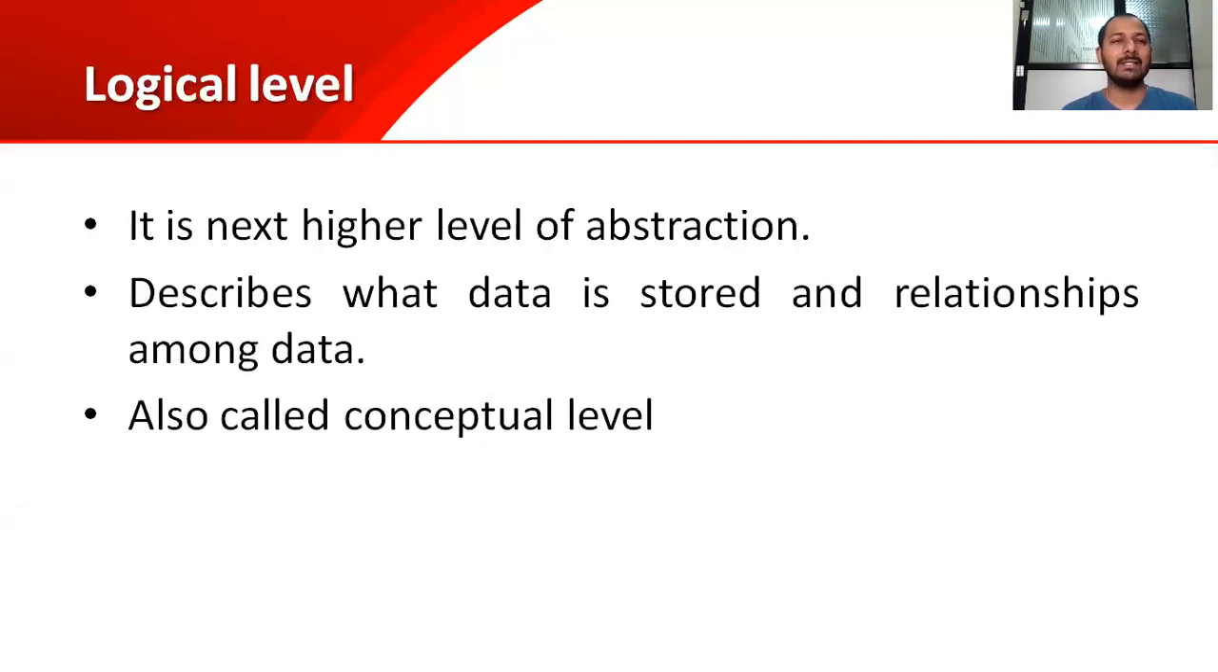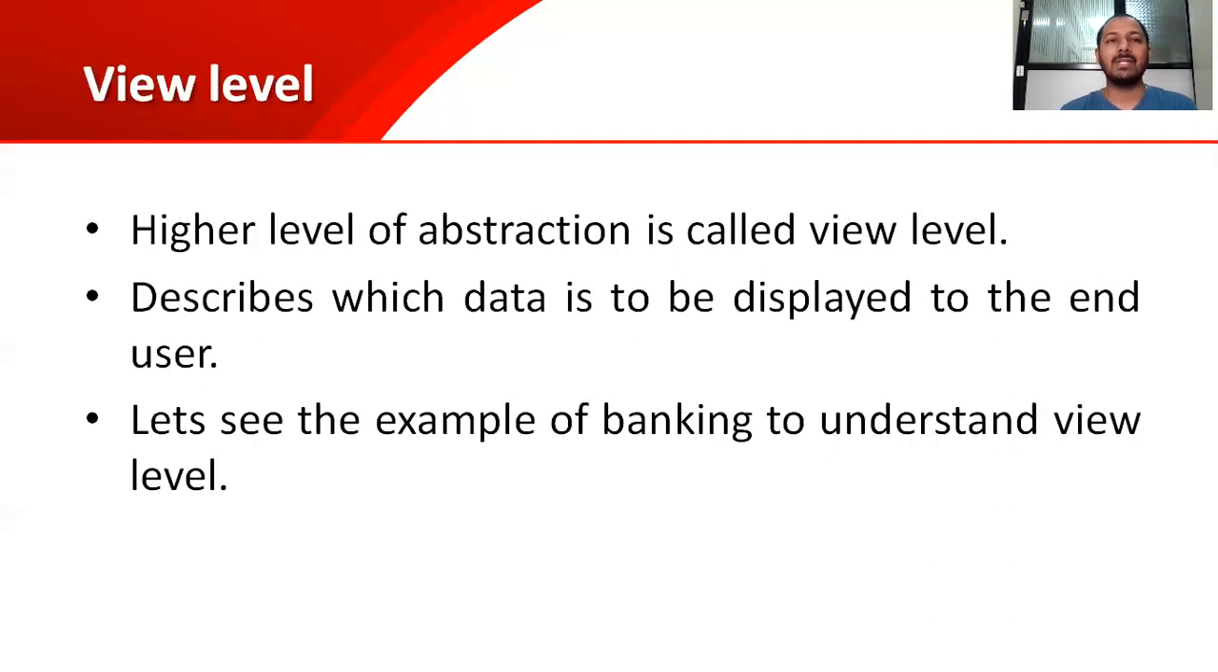Both names indicate the same level number 2, the next level after the physical level. After that, the last level is view level. This is called the higher level of abstraction, which describes data to be displayed to the end user. How data is displayed to the end user depends on the requirement of the end user.